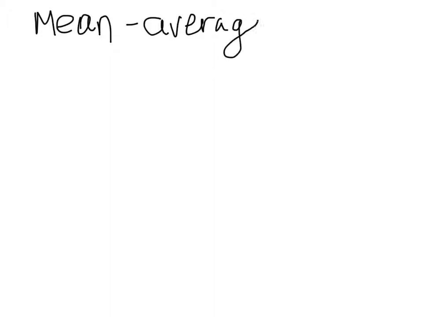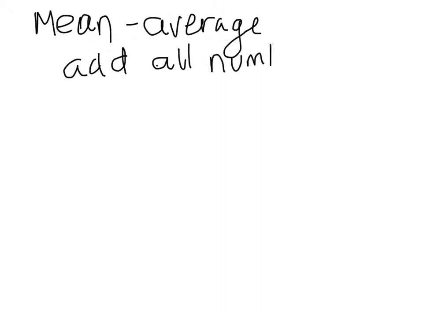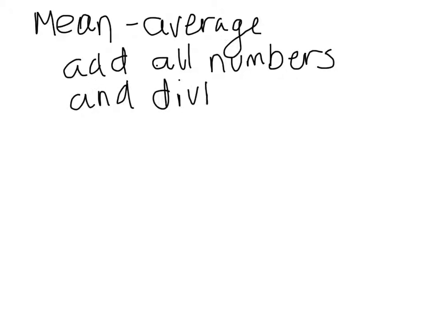Hi everybody, let's work on mean, median, mode, and range. We need to know what they are. Mean means the average. And to find the average of something, you add all your numbers and divide them by the total numbers you added together.